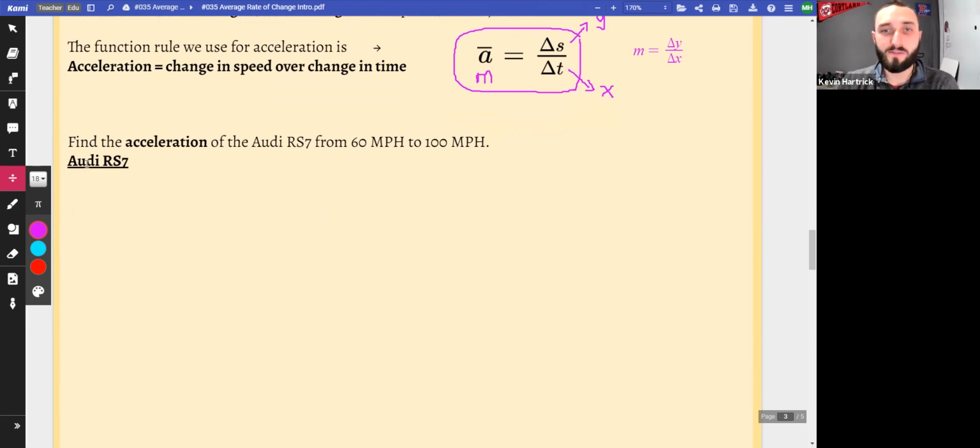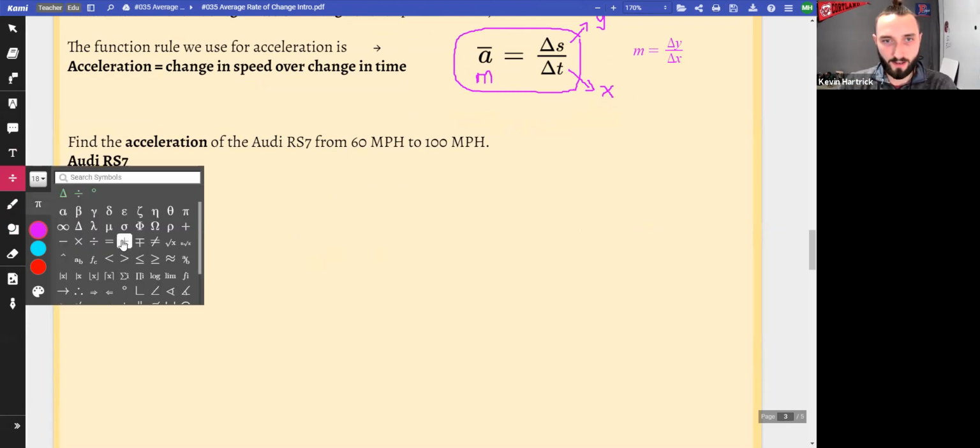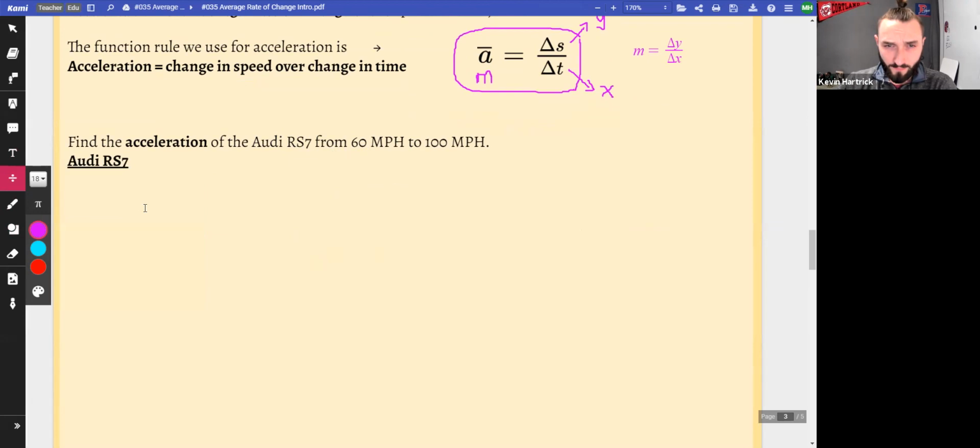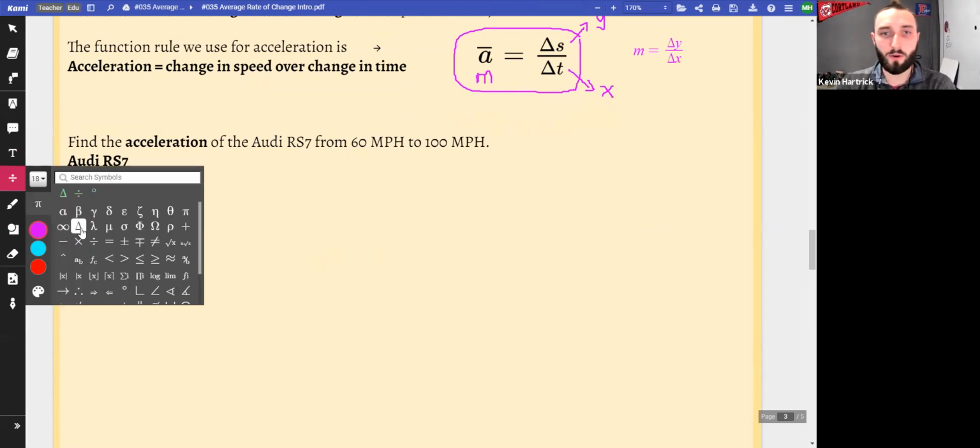Okay, so let's find the acceleration of the Audi RS7 from 60 to 100. And the way we're going to do that is we're going to use the acceleration formula. So we're going to do A is equal to, and you don't have to do A bar. I'm not even worried about it. We'll just use A. Acceleration is equal to, it's always good to put the formula first.